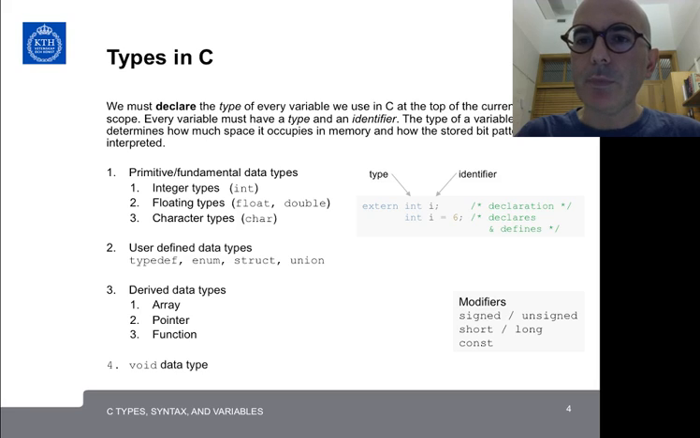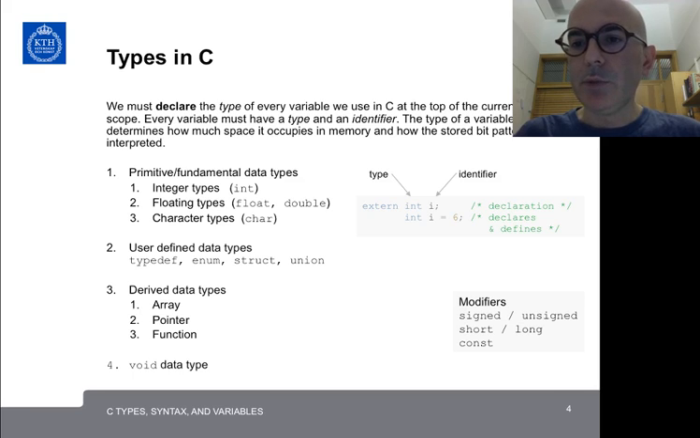In C, we have three primitive or fundamental data types: integer types, int, floating types, float, and character types, char. We have user-defined data types that are obtained by using more than one primitive data type: typedef, enum, struct, union. We have derived data types: array, pointer, function data type. We also have a special data type called void that is used as a placeholder where we would put a data type to represent no data.